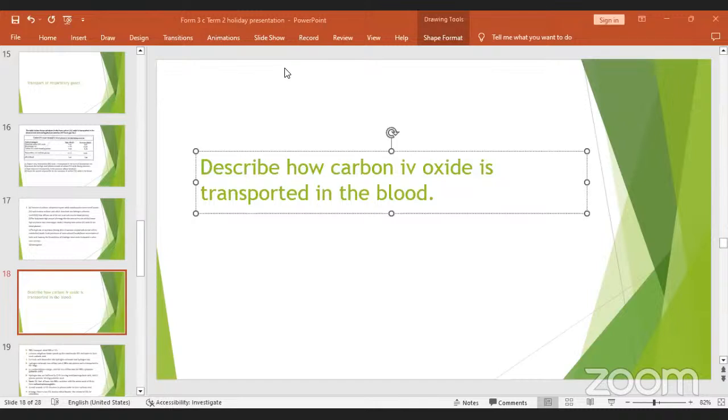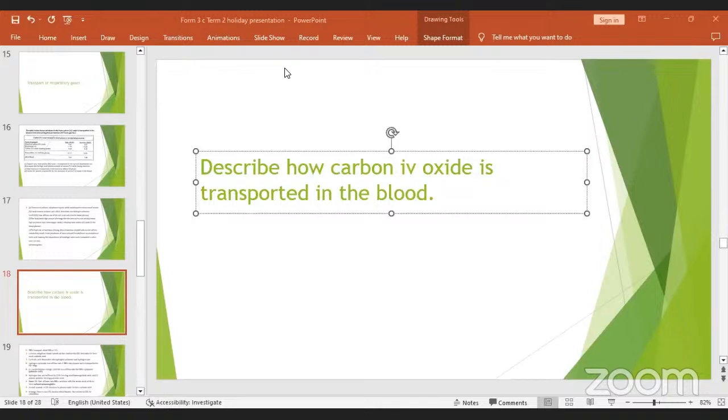Nelson, I'm seeing a hand up. Do the acids, like the proteinic acids, dissociate when they arrive at the lungs? I'm coming there. That's a good question, Nelson.